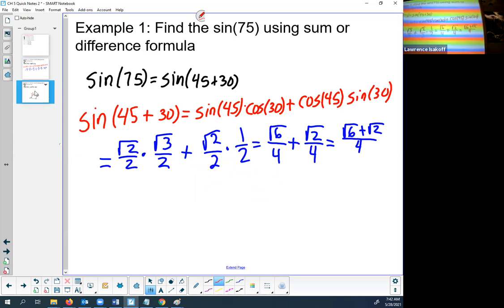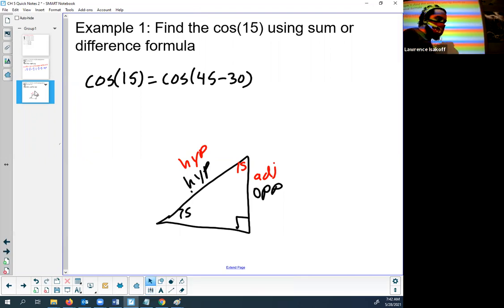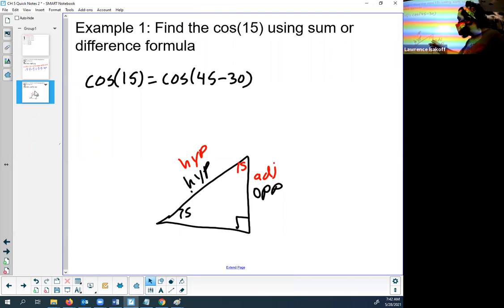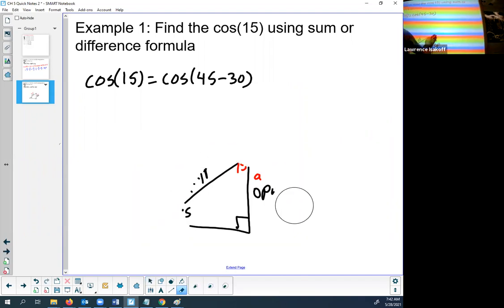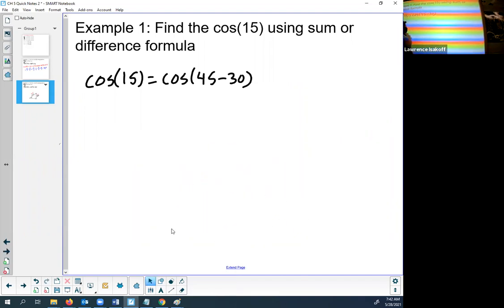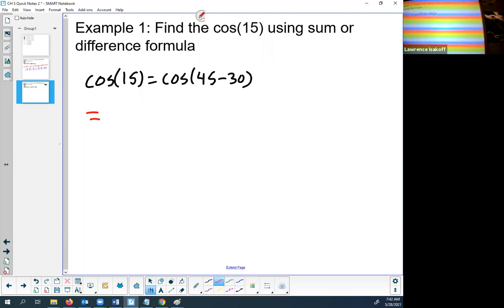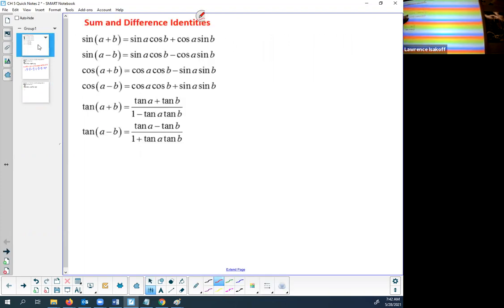Let's see if that's how this actually works out. So in theory, it's the same triangle. Like I said, this is 75. That makes that 15. So now the opposite became the adjacent. So yeah, cosine of 15 should match sine of 75 because they are complementary angles. So for cosine with a minus, I want to do cosine of A times cosine of B plus sine of A, sine of B.